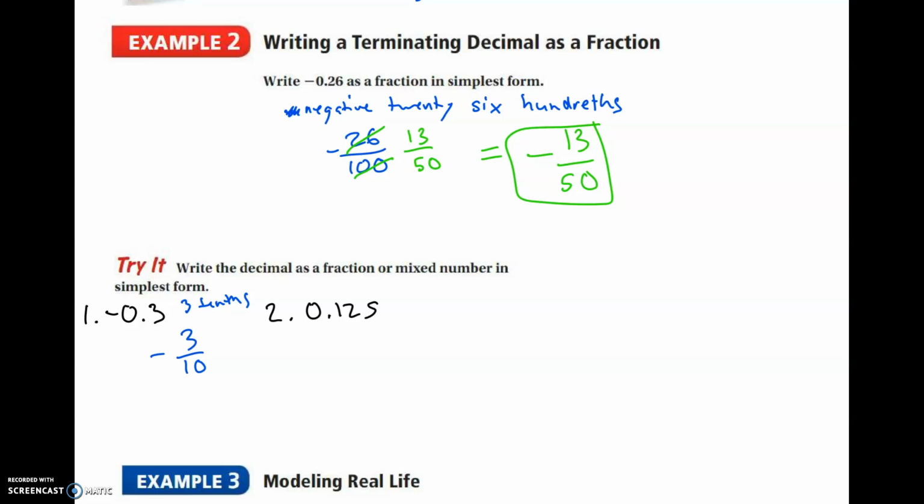All right, pause the video and try that one. So this would be 125 thousandths. So 125 over 1,000. Now, there's going to be common factors of 5 all over the place. So I would actually do a common factor of 25. So I would say, how many times does 25 go into 125? That would be 5 times. How many times does 25 go into 1,000? That would be 40 times.